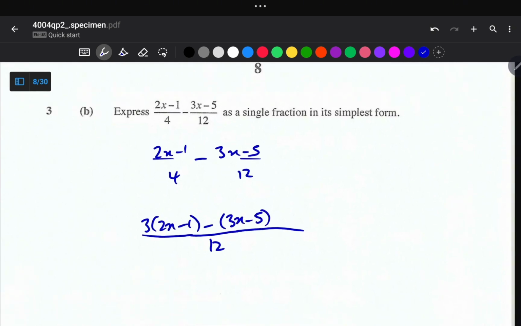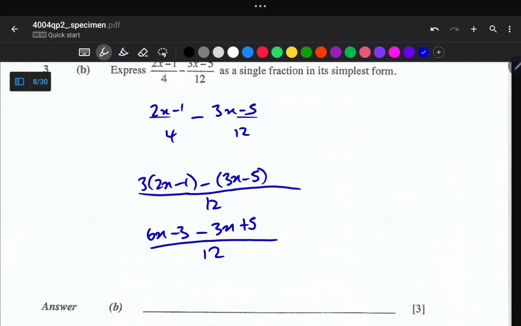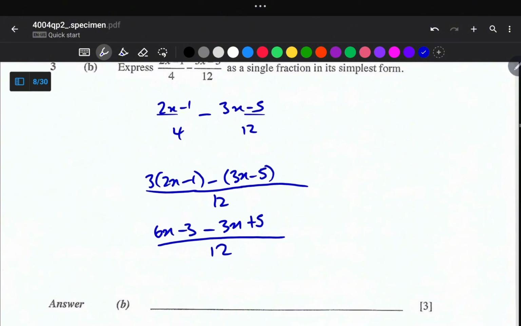Okay, so if we expand this first bracket, we are going to get 6x minus 3 minus, so don't forget to put this bracket because we are saying minus 1 multiplying 3x minus 5, so everything here is going to be affected with this negative sign. So it is now minus 3x, and minus it gives us plus 5 over 12. So let us simplify the terms with x together and then add the terms that are independent of x together. So it is now 6x minus 3x, which is equal to 3x, and minus 3 plus 5, it gives us plus 2 over 12. So this is our final answer. So our answer is 3x plus 2 over 12.